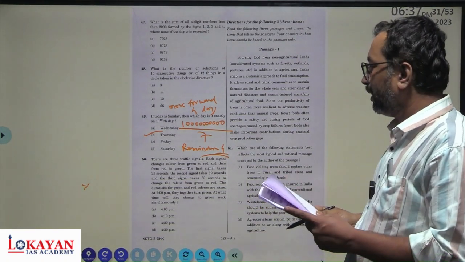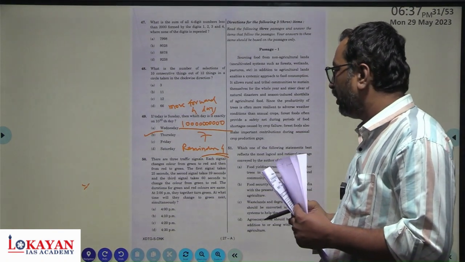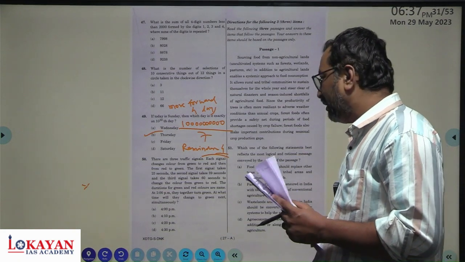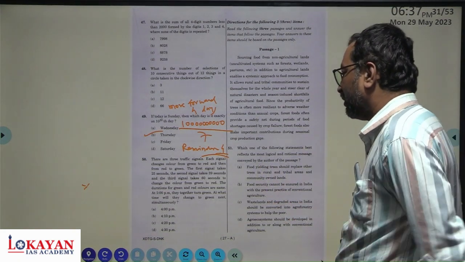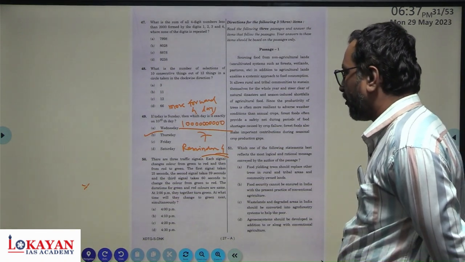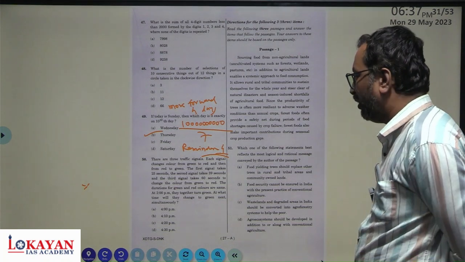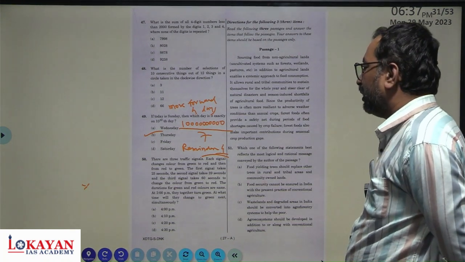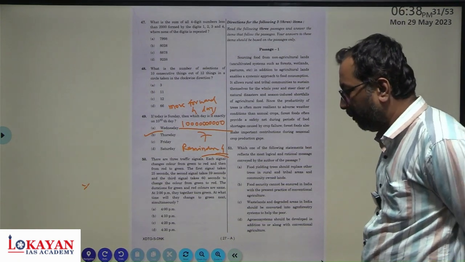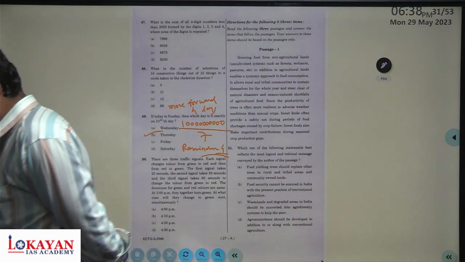Question number 50. There are 3 traffic signals. Each signal changes color from green to red and then from red to green. The first signal takes 25 seconds, the second signal takes 39 seconds and the third signal takes 60 seconds to change the color from green to red. At 2 p.m. they together turn green. At what time will they change to green next simultaneously?